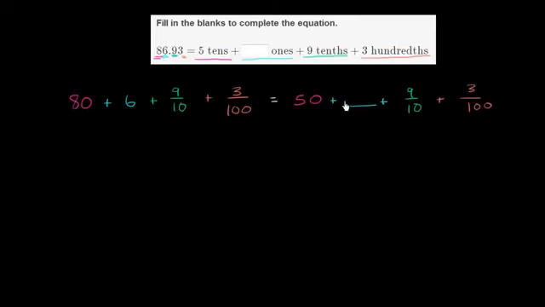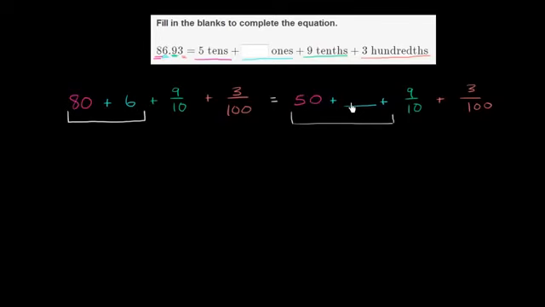So how do we get the right-hand side to be the exact same thing as the left-hand side by adjusting this blank? Well, both sides have a 3 hundredths on it. Both sides have a 9 tenths on it. And so what's really different about the two sides is, on the left-hand side, you have an 80 plus a 6. On the right-hand side, you have a 50 plus a blank. So 80 plus 6 is clearly 86.